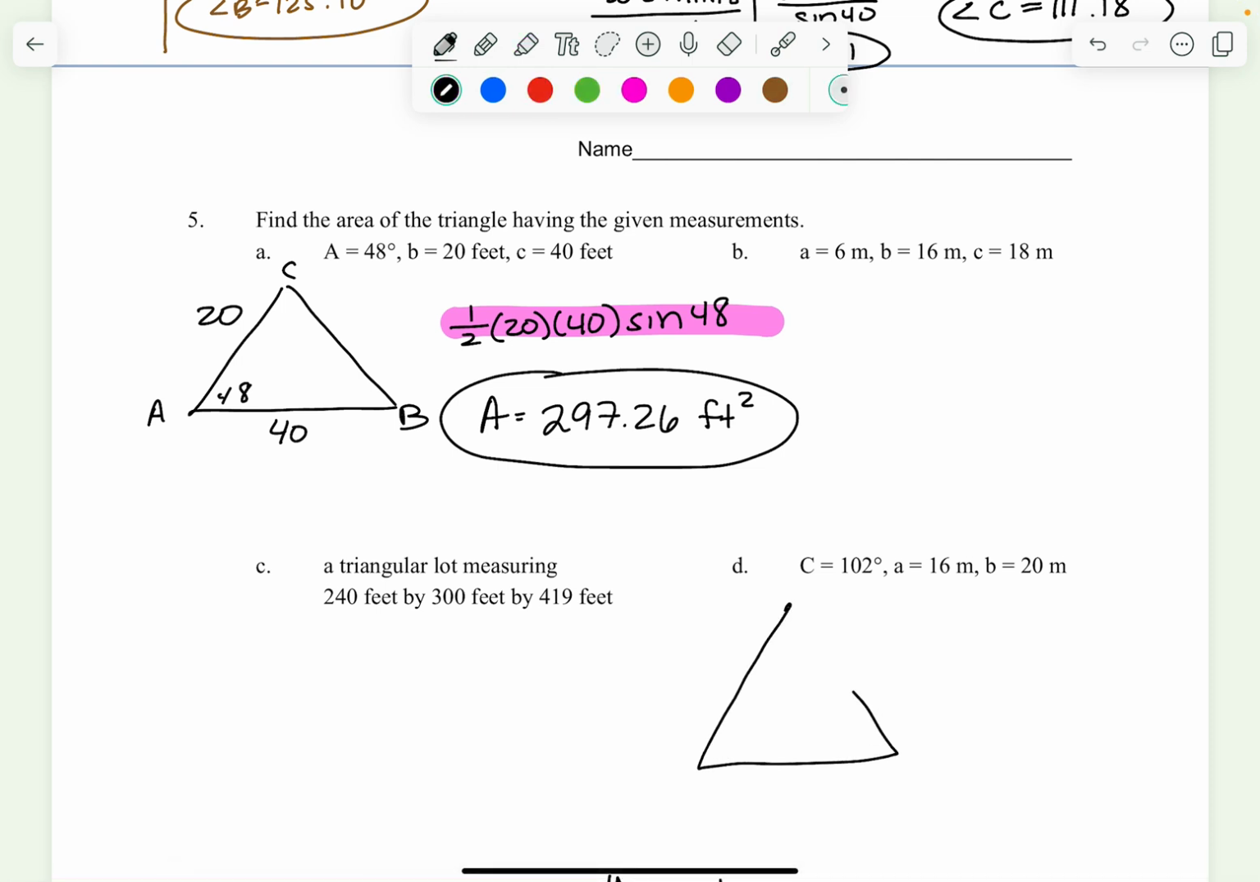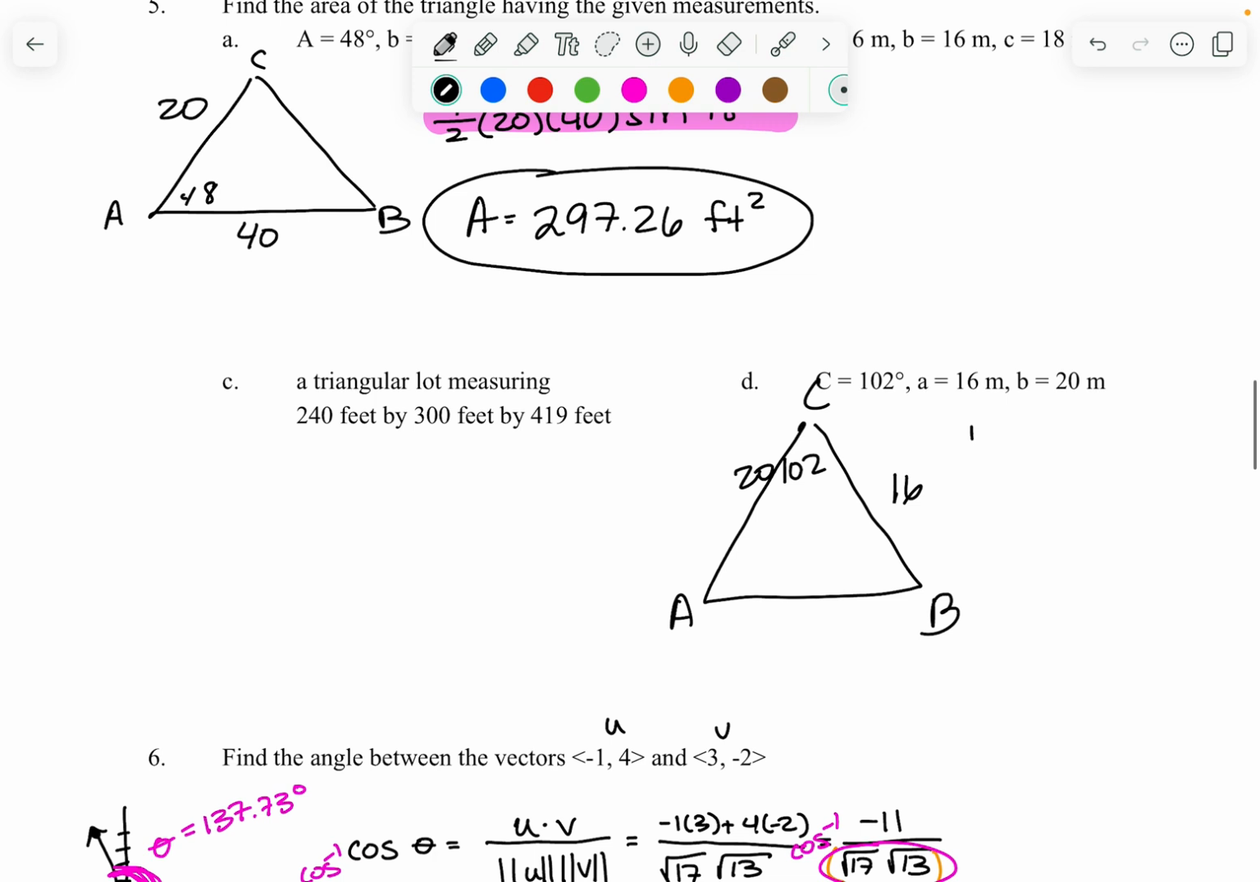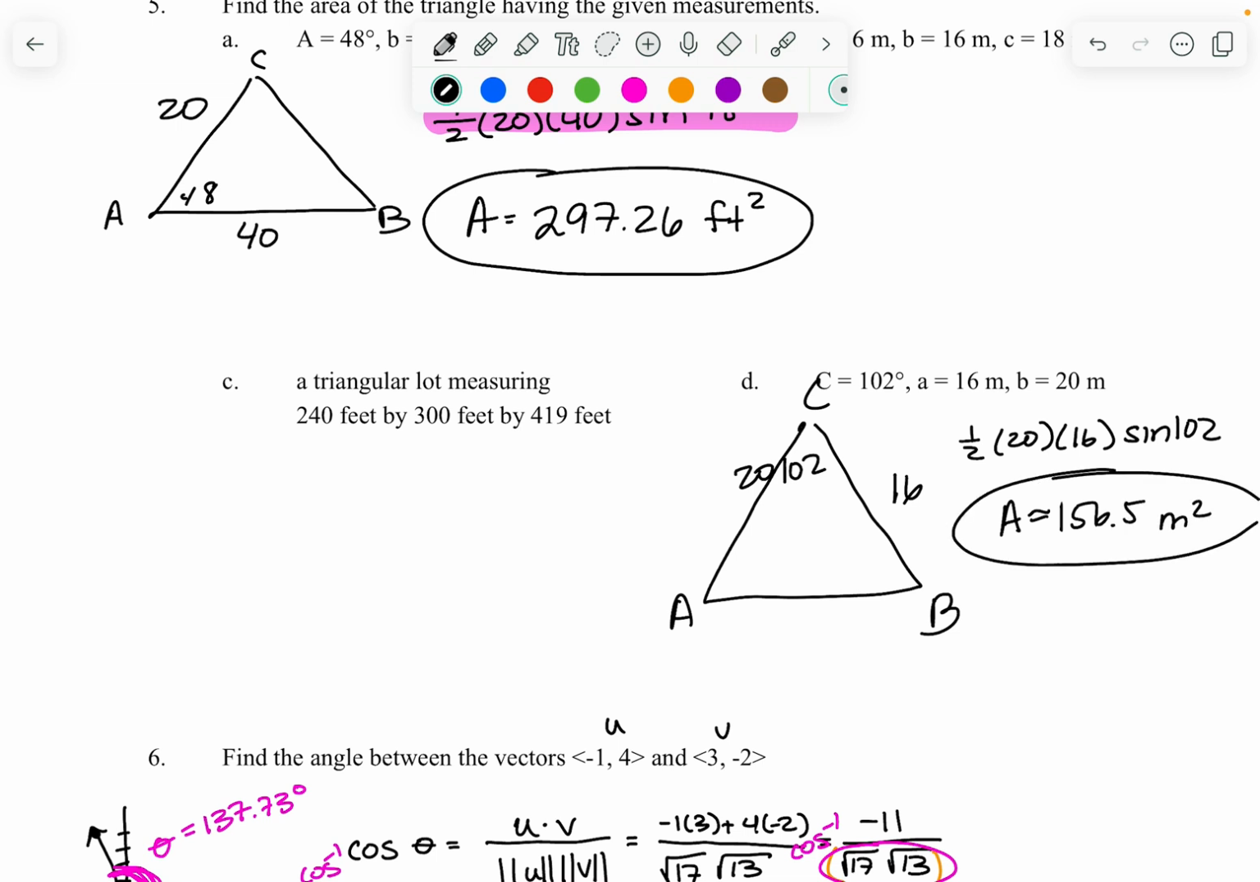D also has, this is 102, this is 16, and this is 20. It has 2 sides and the included angle, the angle in between them, just like part A. So here you're going to go 1/2 times 20 times 16, sine 102, and that's about, the area here is about 156.5 meters squared, because it's area.